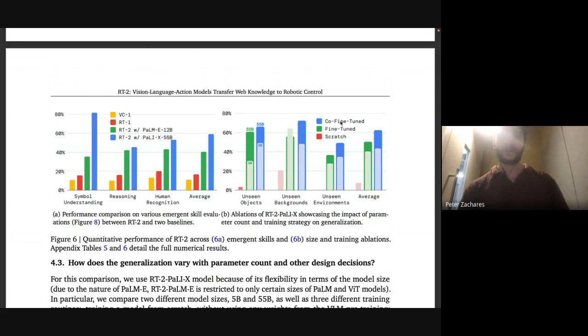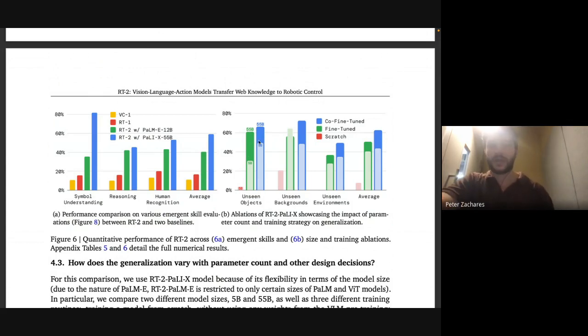And then you have the co-fine-tuned version. And the light versus dark color is a different number of weights. So the light color is 5 billion parameters, and the dark color is 55 billion. So you can see that the larger the visual language model used, the better performance you get in all cases when you're doing co-fine tuning. And also the other thing they pointed out is that they got such bad performance from the model that wasn't pre-trained that they didn't even evaluate the larger version of the model.